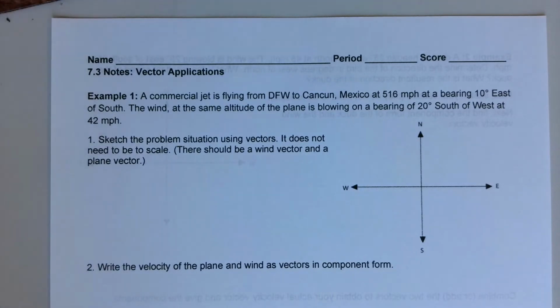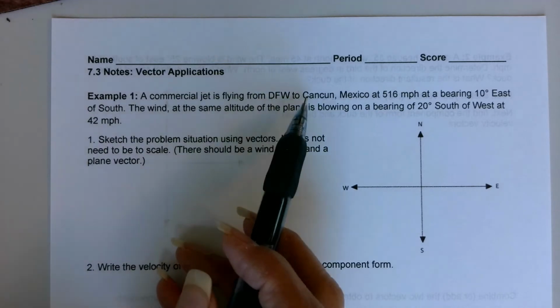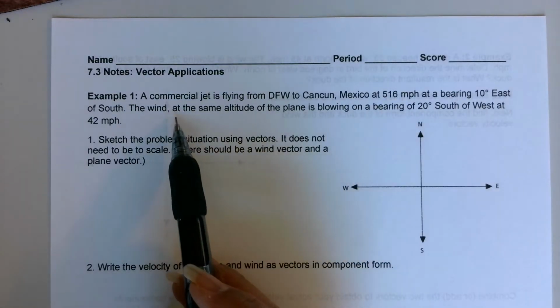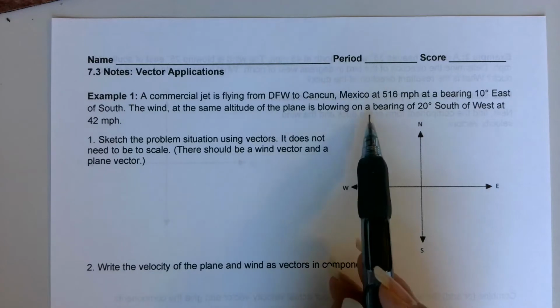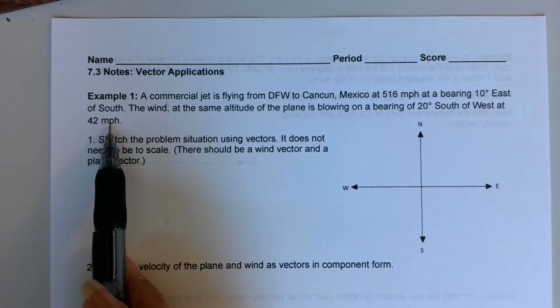Our lesson today is on vector applications. Example 1. A commercial jet is flying from DFW to Cancun, Mexico at 516 miles per hour at a bearing 10 degrees east of south. The wind at the same altitude of the plane is blowing on a bearing of 20 degrees south of west at 42 miles per hour.